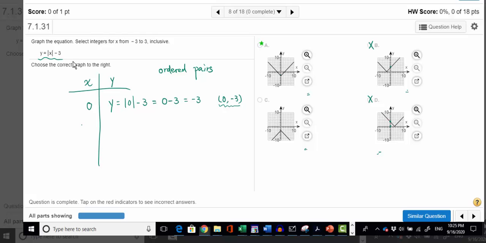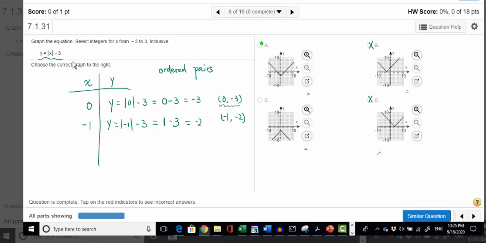So let's use negative 1. Or you can use positive 1. It doesn't matter. So let's use negative 1 and see what happens. If x equals negative 1, then y will equal the absolute value of negative 1, then minus 3. Remember, the absolute value of a negative number turns into positive. So the absolute value of negative 1 is now positive 1. So it becomes 1 minus 3. So the answer will be negative 2. So the second ordered pair is (-1, -2).